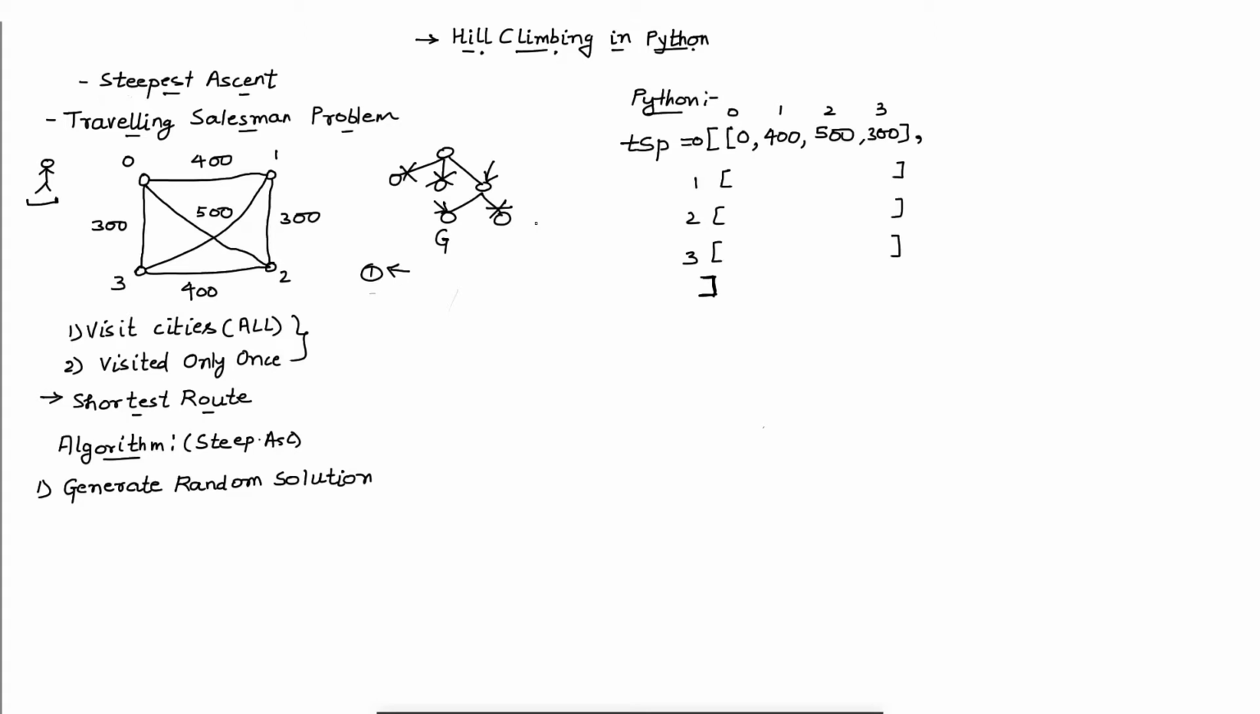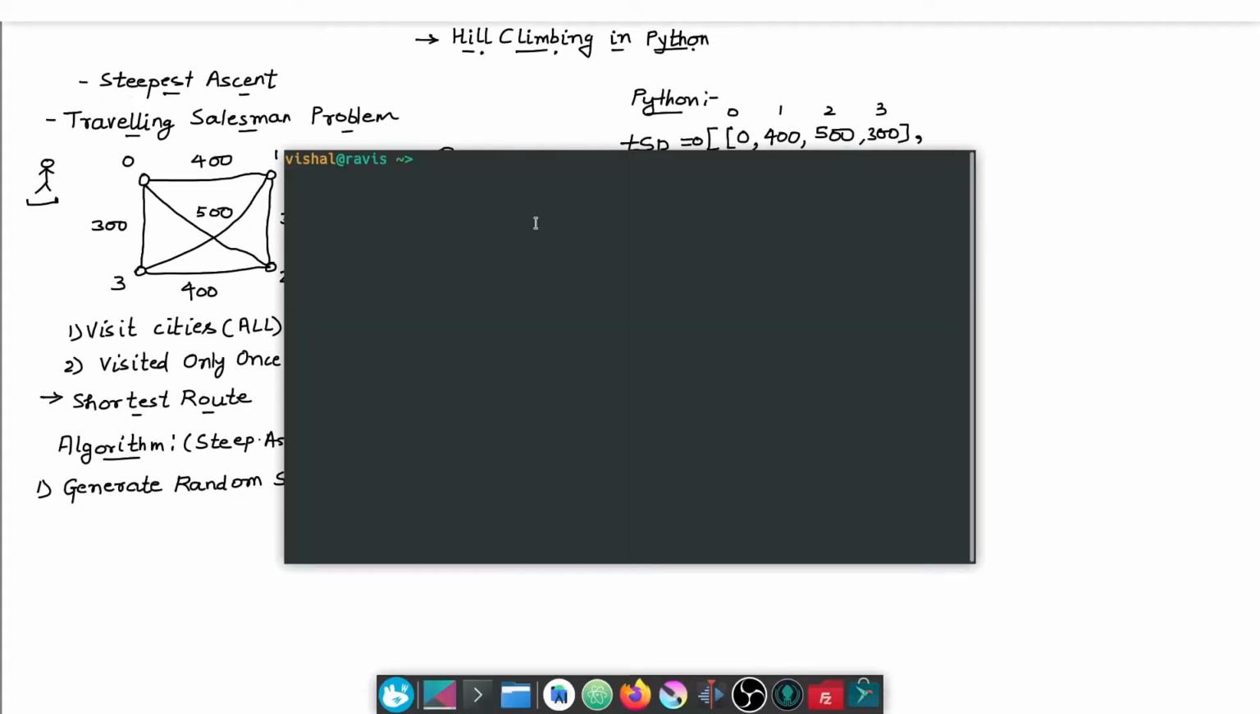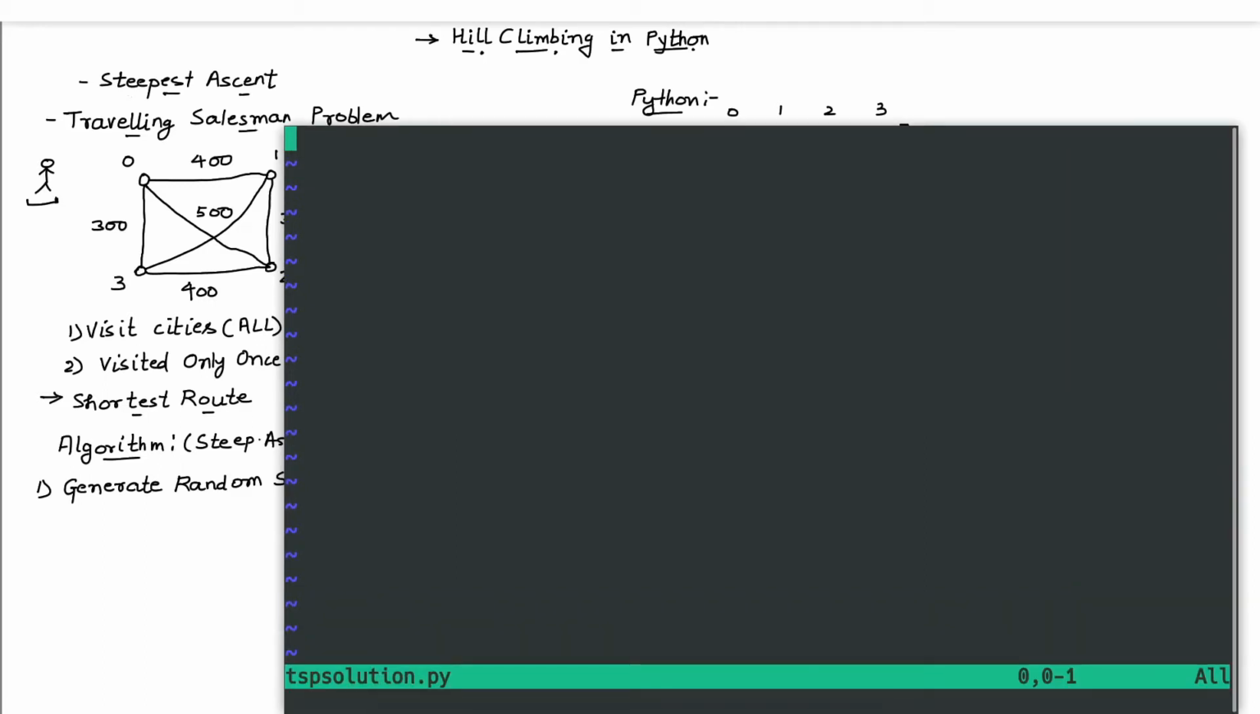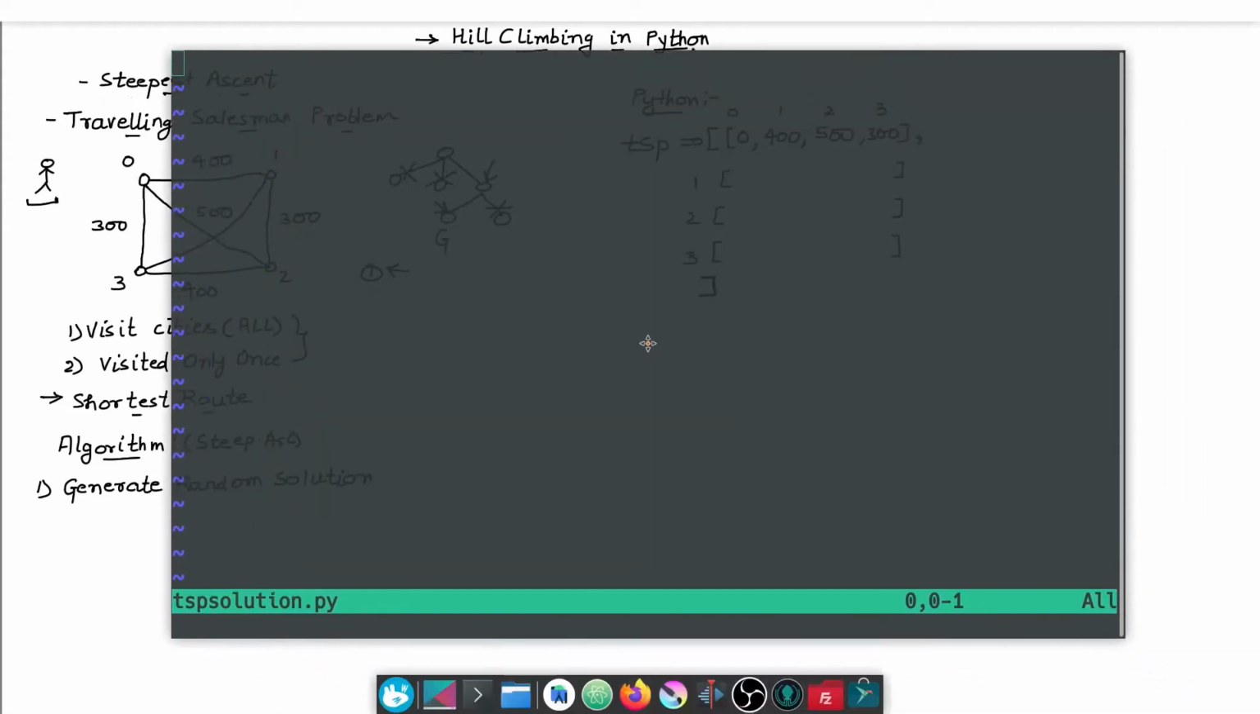Now let's implement this in Python. First of all, I will open up my terminal, and basically I'm going to create a file here. Let's name our file as Python solution, or let's say TSP solution, right? TSP solution.py, since this is a Python file. And now we are inside of our Python file, and let me just zoom in so that you will be able to see things clearly. Let me move it here.